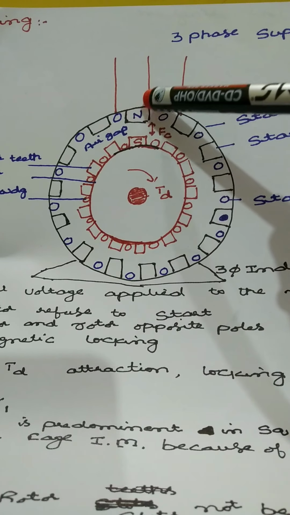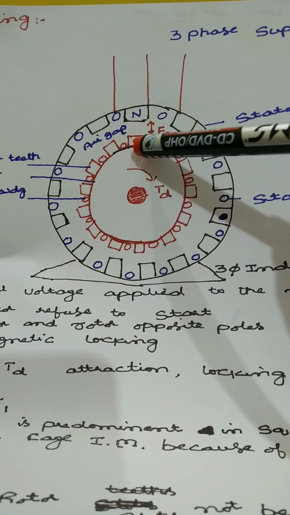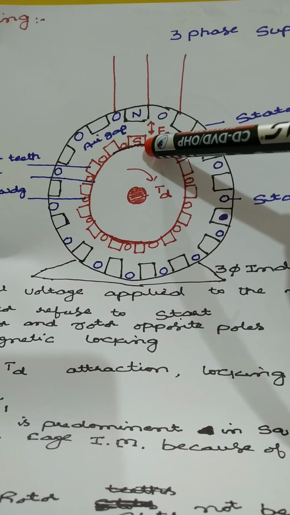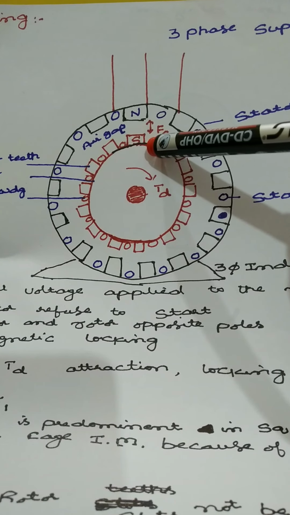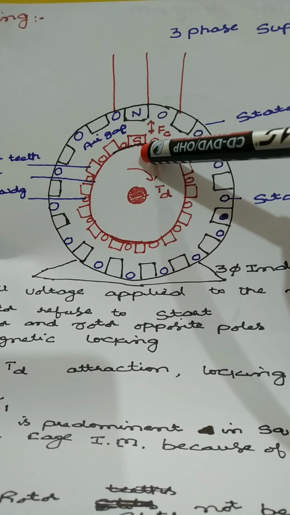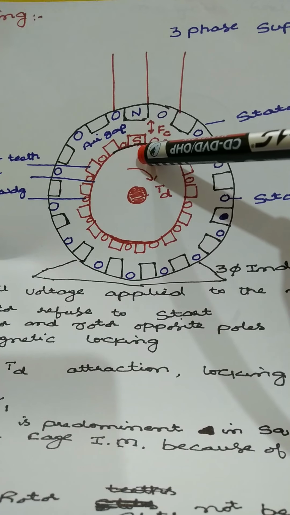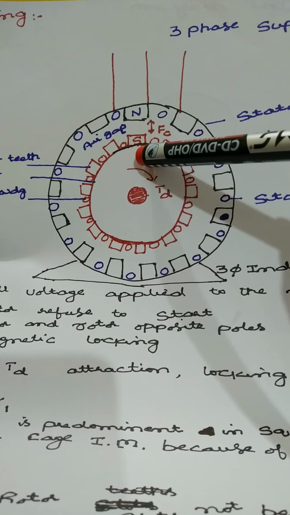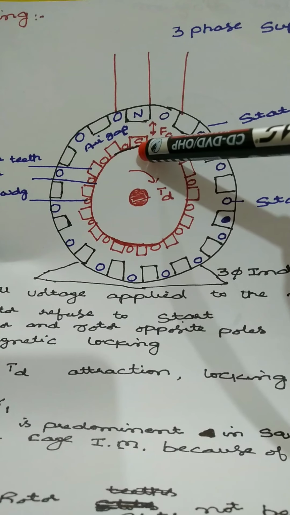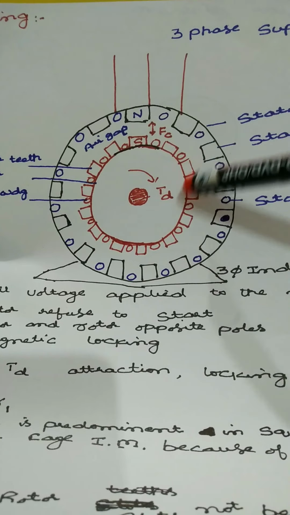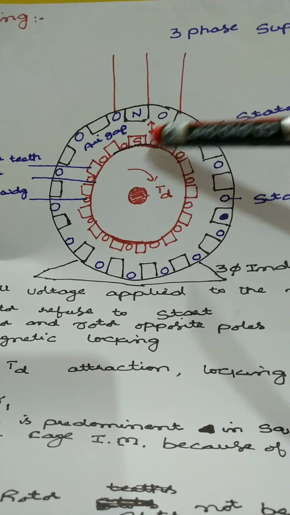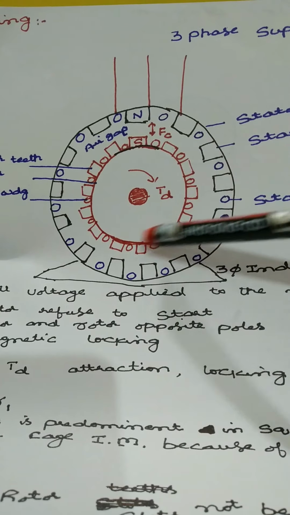Due to that MMF, whenever it cuts the rotor conductor, an EMF will be induced in the rotor conductor. Whenever EMF is induced in the rotor conductor, current will start flowing. Current under a magnetic field means a torque will be produced. The motor starts rotating. Okay, so now the stator poles acquire north pole, and the rotor teeth acquire south pole.